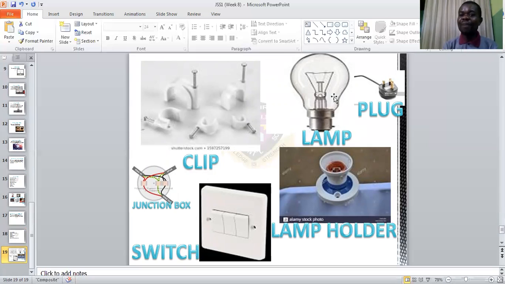Then this is the lamp. All of you have them at home. There is nobody that does not have this at home. Lamp and even plug. This is the lamp holder. This here is where you put the, we call it holder, the one that holds the lamp.